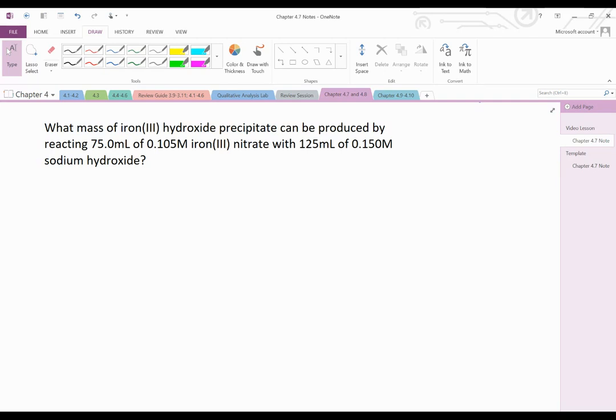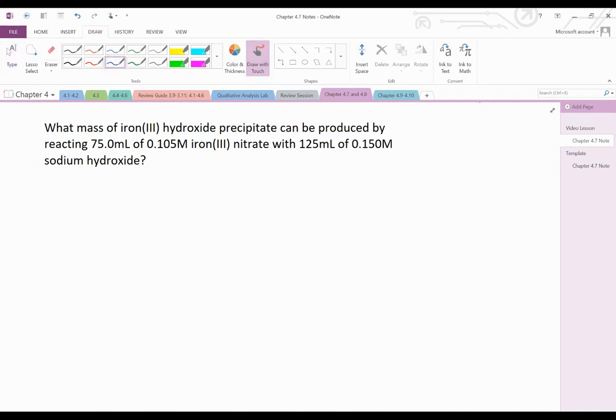So the problem says, what mass of iron 3 hydroxide precipitant can be produced by reacting 75.0 milliliters of a 0.105 molar iron 3 nitrate solution with 125 milliliters of 0.150 molar sodium hydroxide. So again, you first have to write your balanced equation.